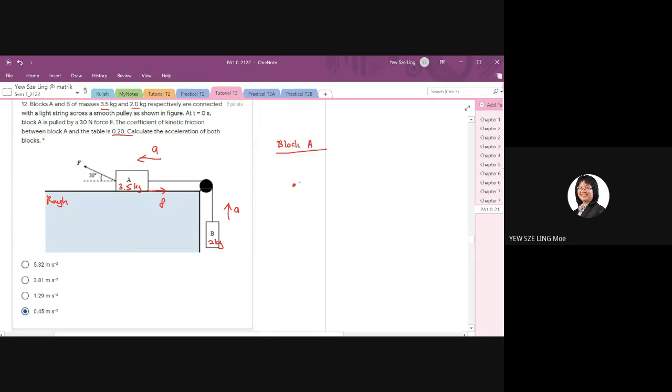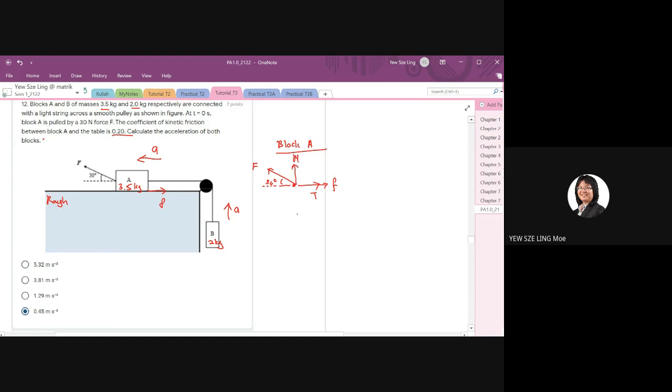So this is my block A. Now I pull it at an angle of 30 degrees above the horizontal. So this is the F. And then I have a frictional force. And at the same time, it is being connected by a string, so I have a tension going to the right-hand side as well. This block is being placed on the surface, therefore it has a normal force. I'm going to call it N.